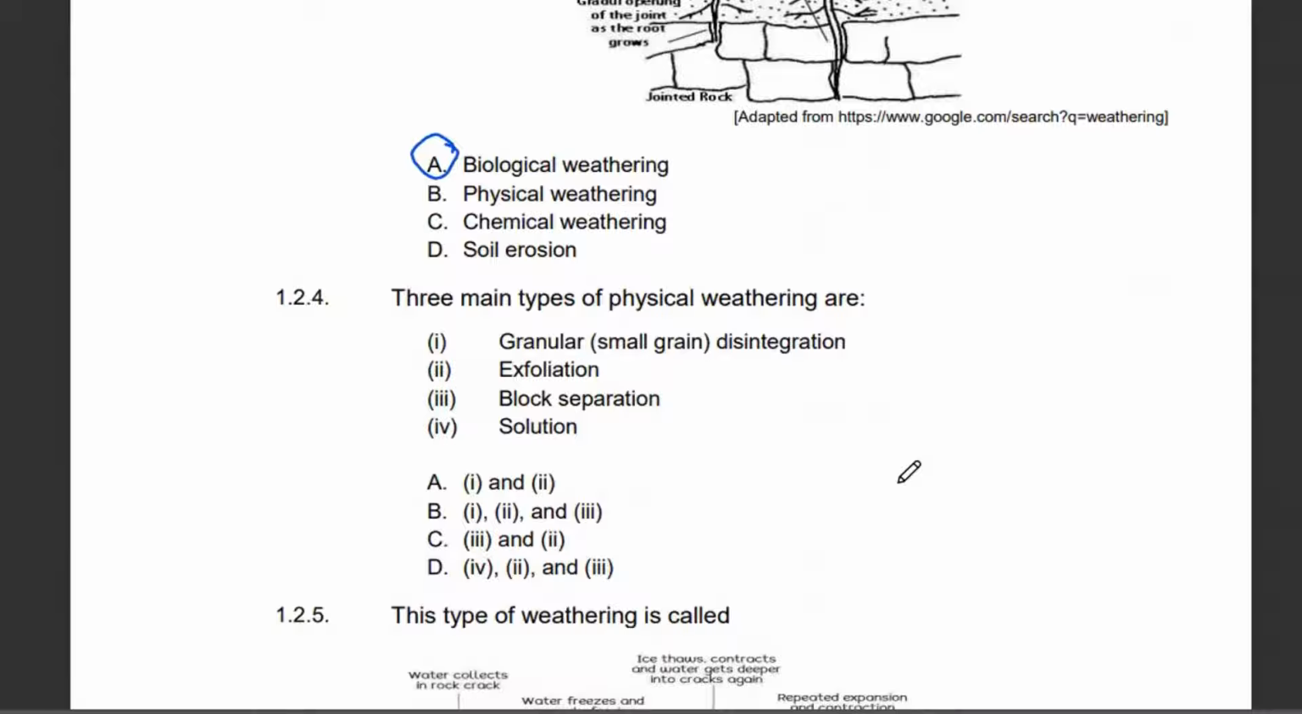12.4. Three main types of physical weathering are: is it granular or small grain disintegration? Is it exfoliation? Is it block separation? Is it solution? Meaning, with this answer, two apply. For example, is it A, Roman numeral 1 or Roman numeral 2? So here our answer goes to B, which is granular, small grain disintegration, exfoliation, and block separation.